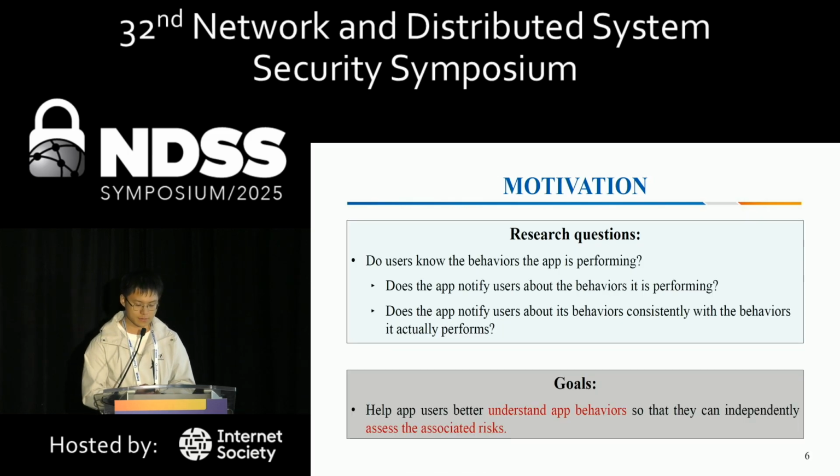We attempt to address this issue from the user's perspective. We find that the major cause is that users are often unaware of what behaviors the app is actually performing. On the one hand, does the app notify users about the behaviors it's performing? And on the other hand, does the app notify users about its behaviors consistently with the behaviors it actually performs? If we can help users understand what behaviors the app is actually performing, they will be able to independently understand what the app is doing and assess the associated risks.